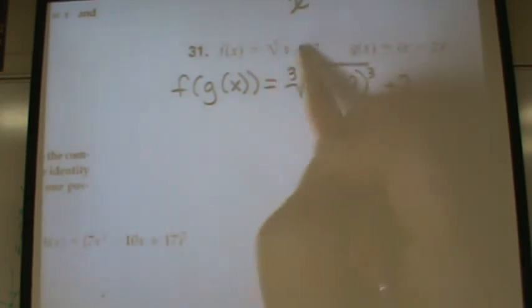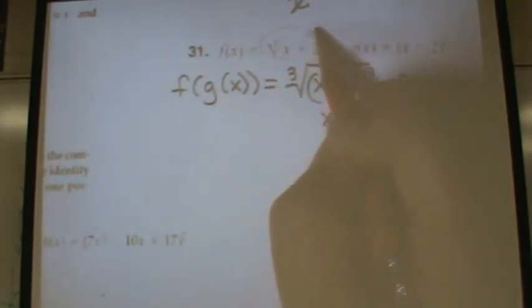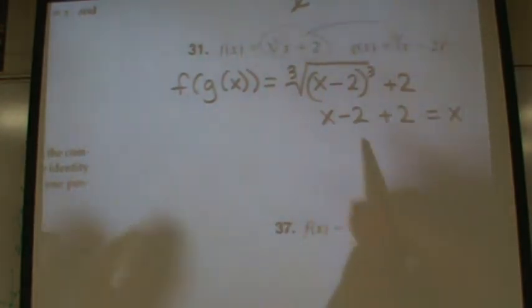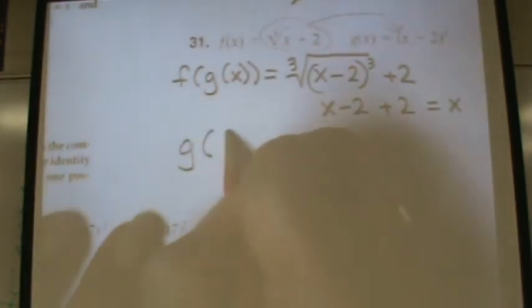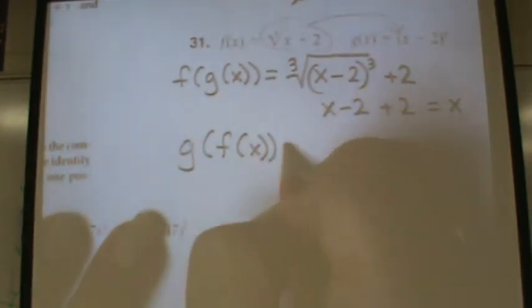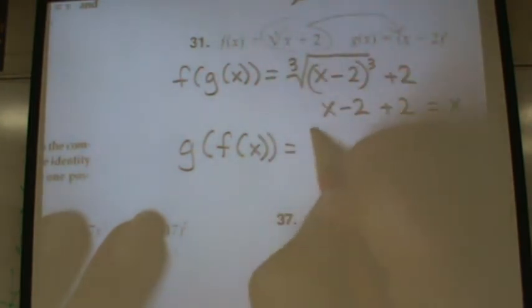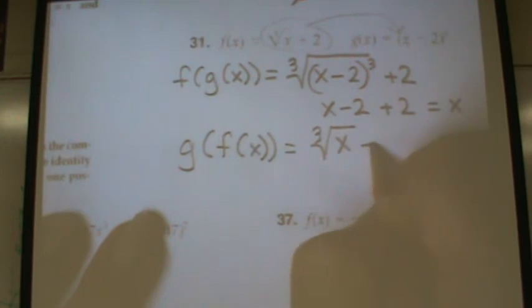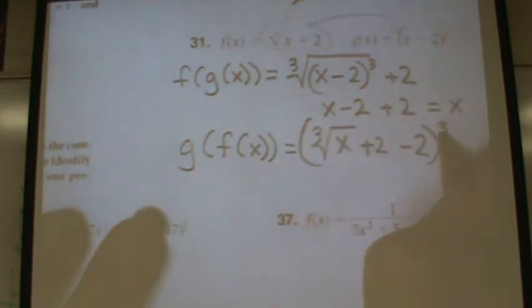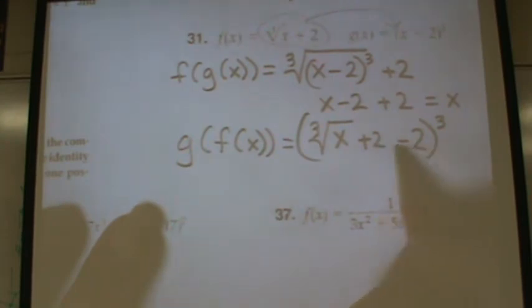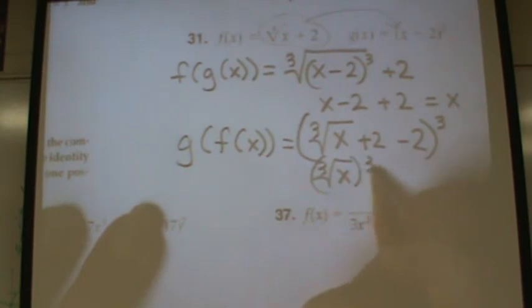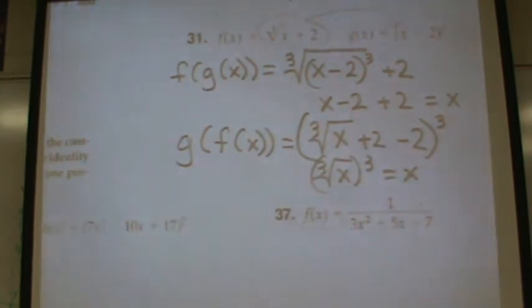And when you do the other one, you're going to plug this now in here, you have g of f of x. If you plug all of this in place of this x, you get the cube root of x plus 2, and then minus 2, but you have this all cubed. Well, these two cancel out. You have the cube root of x cubed, which is just x.